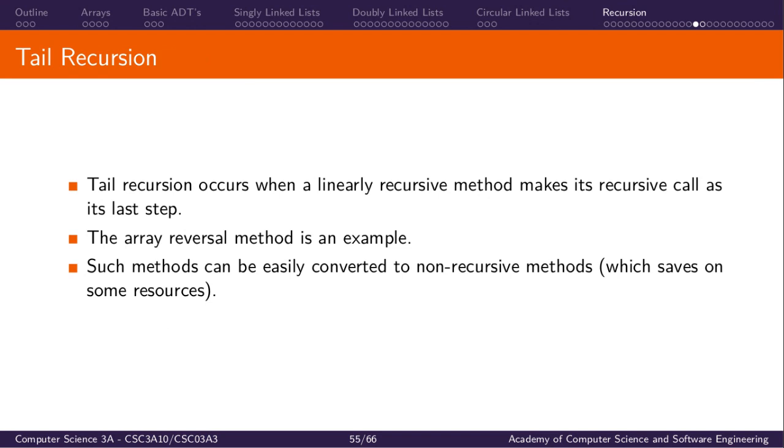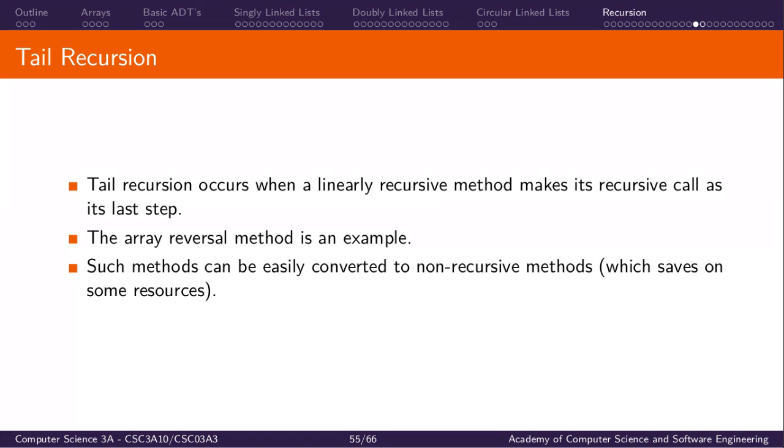So tail recursion is a type of linear recursion that has the recursive statement as the last statement to be executed. Tail recursion occurs when a linear recursive method makes its recursive call as its last step. Our array reversal method is an example of that. And in fact, our linear sum as well could be an example of that.